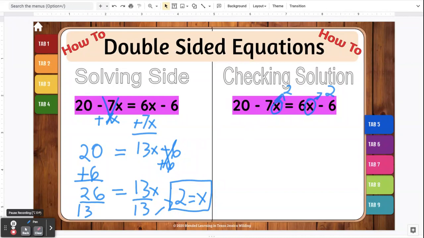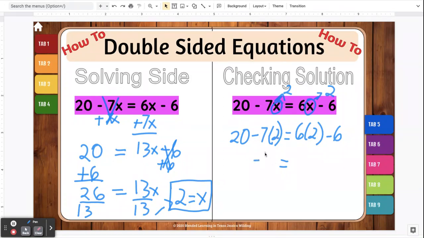Now let's rewrite the equation. Okay, so we just rewrote the equation as 20 minus 7 times 2 equals 6 times 2 minus 6. So let's bring down our equal sign. And we are also going to do multiplication first because of order of operations. So let's do negative 7 times 2, which gives us a negative 14, and a positive 6 times 2, which gets us a positive 12. And now we can bring down our negative 6 and our positive 20.